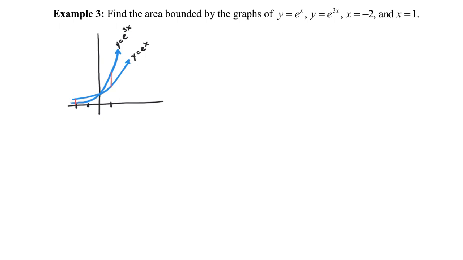You can see in this case, this is going to be a top minus bottom type of situation. But to the left of 0, e to the x is on top and e to the 3x is on bottom. Whereas when you cross over, it's e to the 3x that's on top and e to the x that's on bottom. So we're actually going to need two integrals here. One from negative 2 to 0 of top minus bottom, and then one from 0 to 1 of top minus bottom.